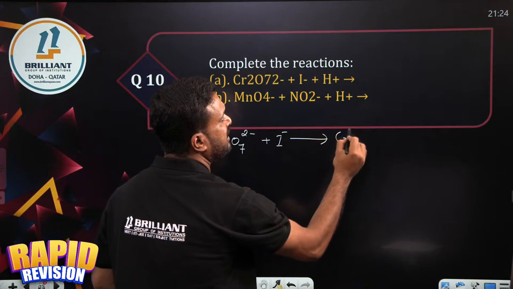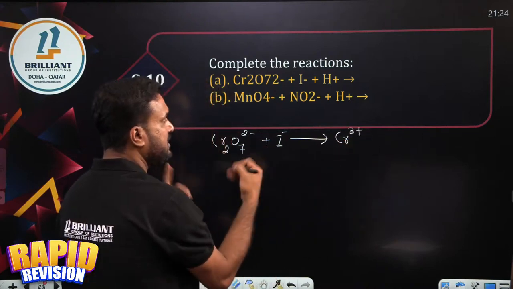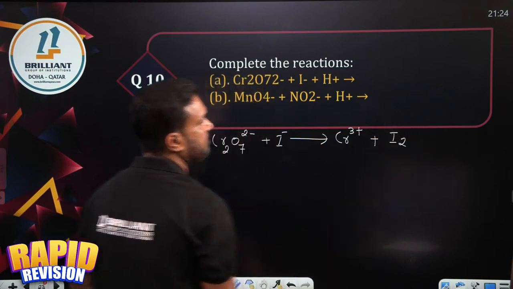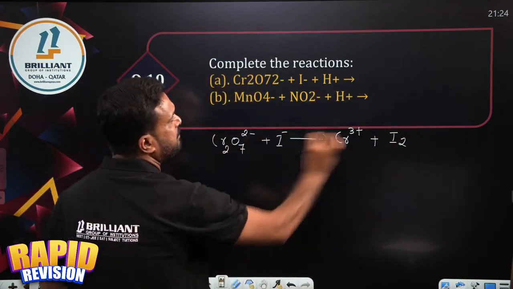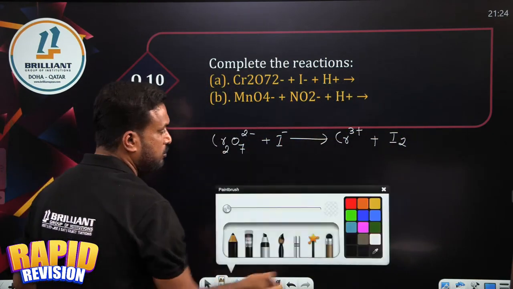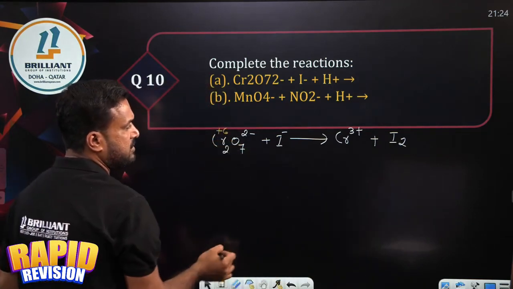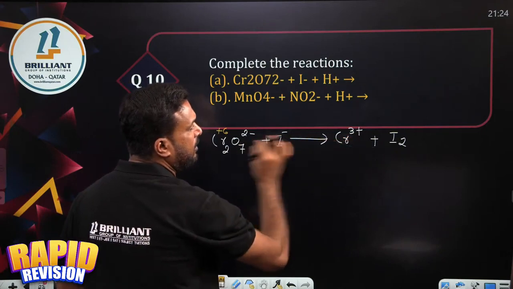Cr2O7 2- will be converted to Cr3+. It itself is reduced to form Cr3+. I- is converted to I2. H+ we can ignore for now because we are going to balance in acidic medium. How to balance this one, you know, right? Here the oxidation state of chromium is what? +6. And here it is +3.